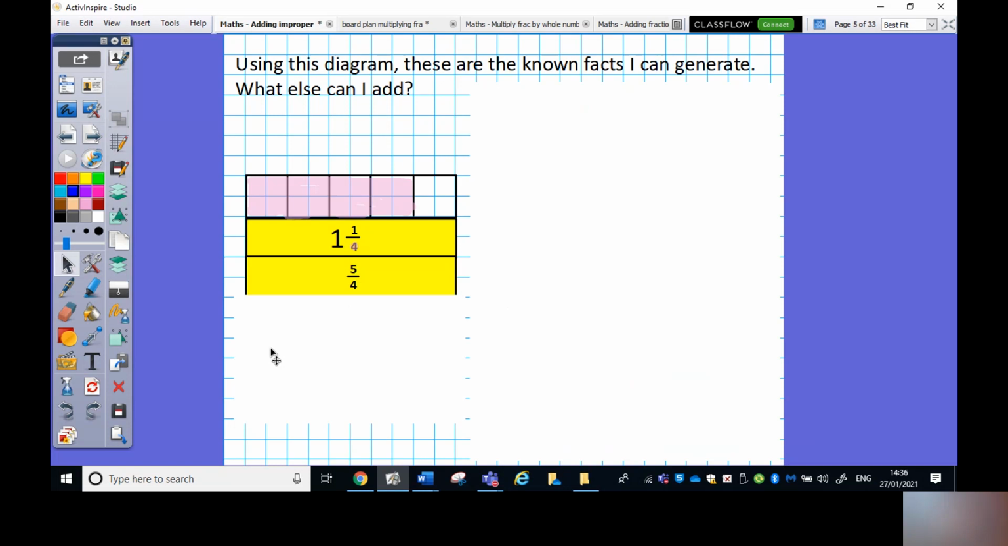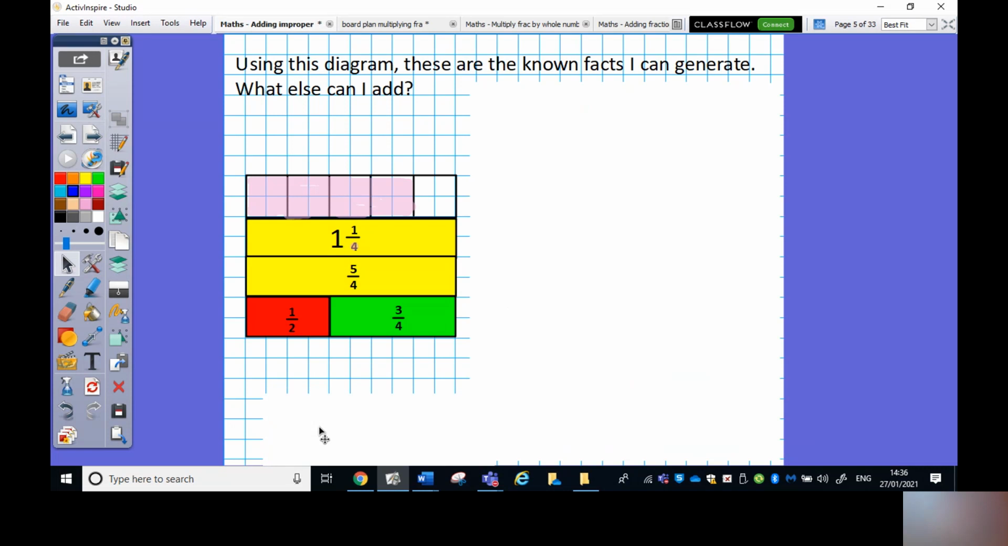How many squares would I have if I had half? Tell me. Let's see if you're right, shall we? We have 1, 2, absolutely. Now, if I had 5 quarters, how many quarters would I have left if I had 1/2? Tell me. Well done. I would have 3 quarters. So let's see what kind of facts I can generate. I know that 1/2 and 3 quarters is equal to 5 quarters and is also equal to 1 and 1/4.